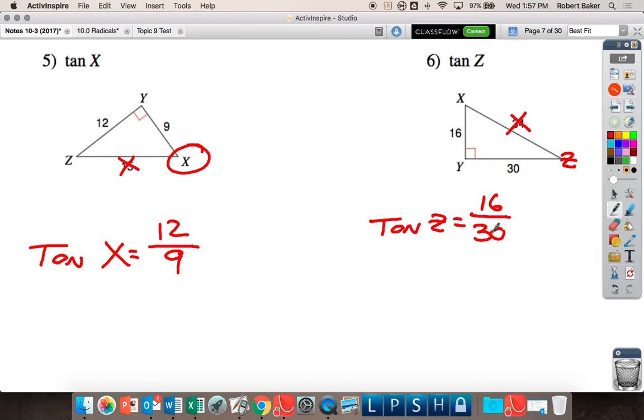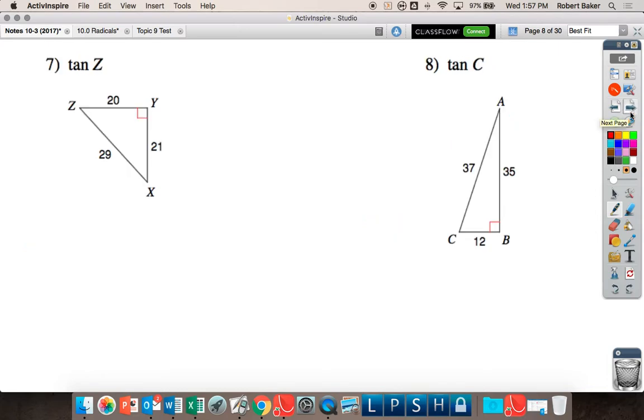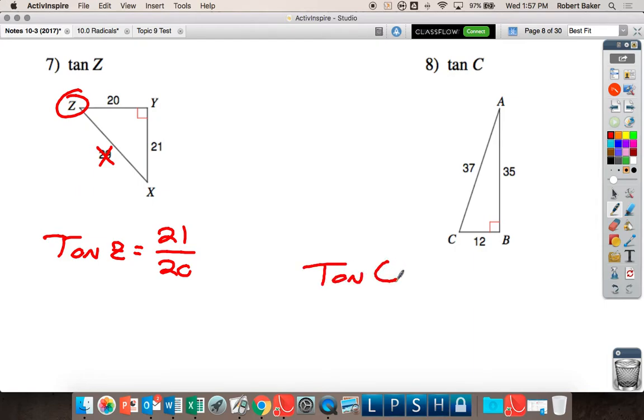Three more. Who wants to try the tangent of Z for number 7? Go ahead, Suzanne. Tangent of Z is 21 over 20. Perfect. Number 8, who wants to give it a go? All right, Juanita. Perfect. So I want you to say the tangent of C is 35 over 12. This is easy.